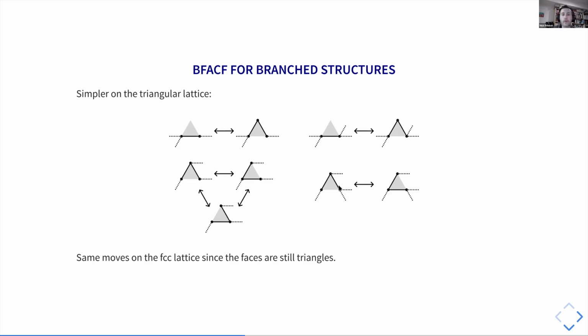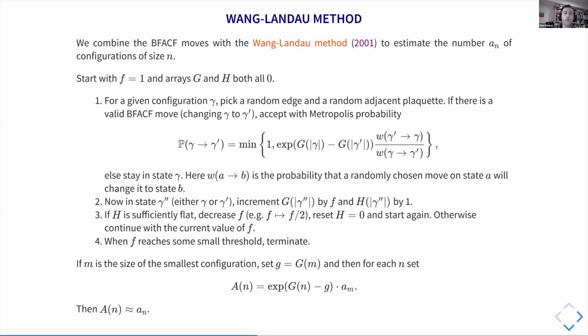Okay, so the BFACF is this set of moves which takes a polygon and transforms it into another polygon, or a theta and transforms it into another theta. But usually the way we do these things is that set of moves is then embedded inside some algorithm which assigns a probability to doing a move. There are lots of different types of algorithms. The one that I'm going to be using here is the Wang-Landau method.